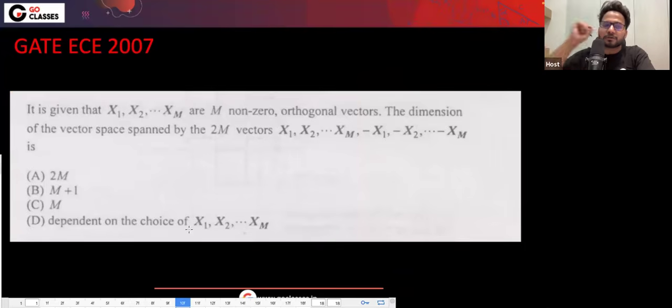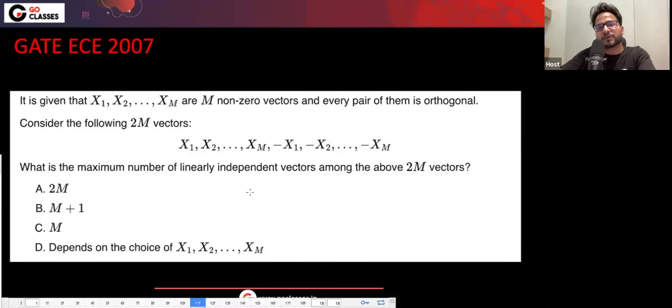Now let's solve this question. This question has been asked in GATE EC 2007. Since this question was having some terms like span and all, which currently you might not have studied, you might study later on if you are from GATE DA. So let's not worry about it. I have just converted this question into simpler words. So the same question, let's just solve this question.